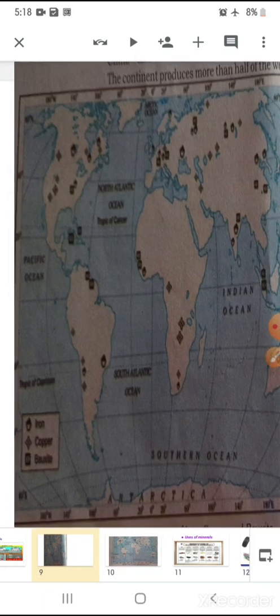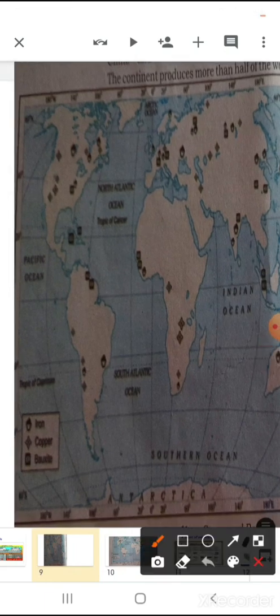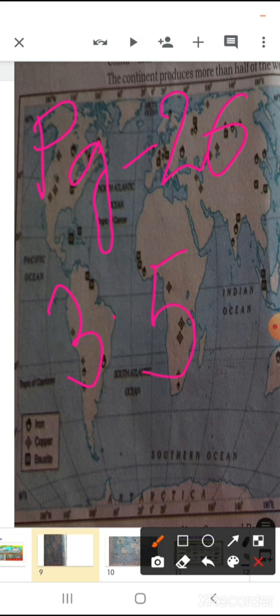This map you can get from your geography textbook, page number 26, figure 3.5. This map you have to draw and paste in your geography notebooks. I repeat, paste in your geography notebooks. This will definitely come in your exam. It can come in your exam.